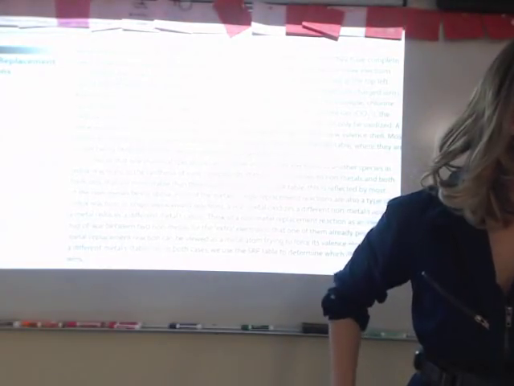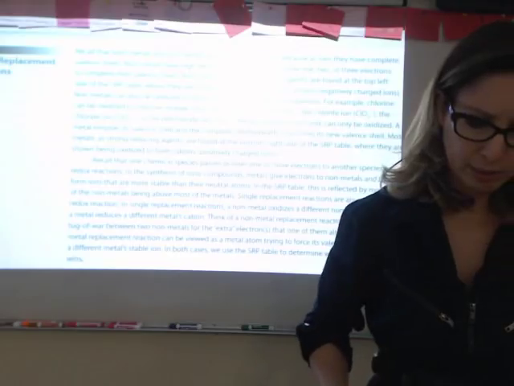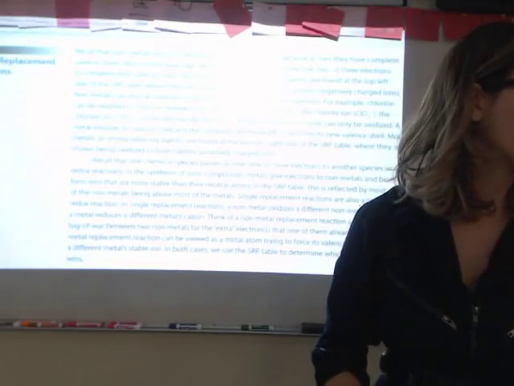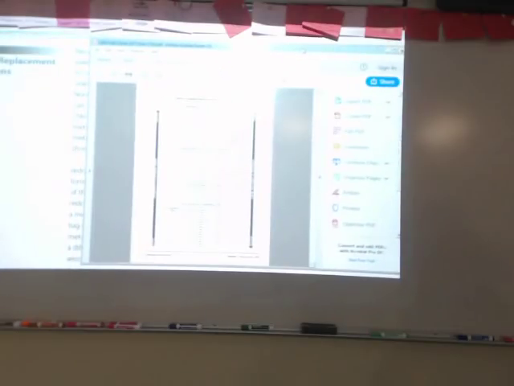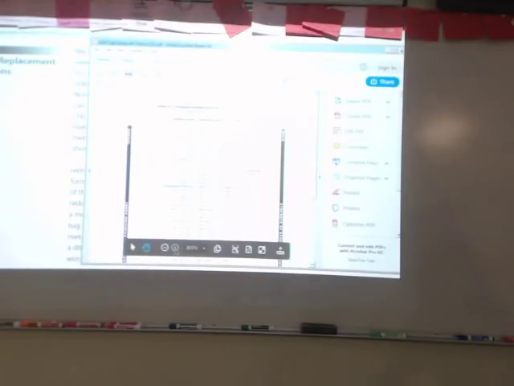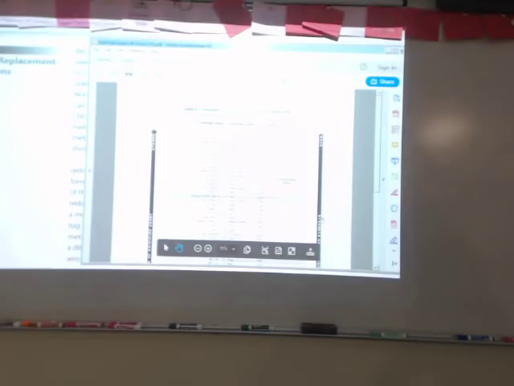Okay, so nonmetals have really high electron affinities because they need only 1, 2, or 3 electrons to complete their outermost shell. And you'll notice that the nonmetals are found in the upper left of the SRP table. So what I want to do is make some notes here for you on this table, okay?